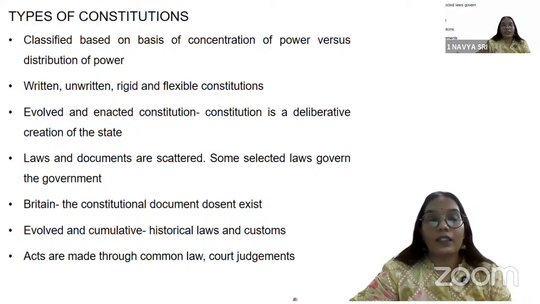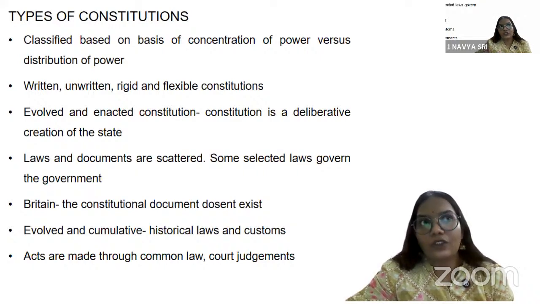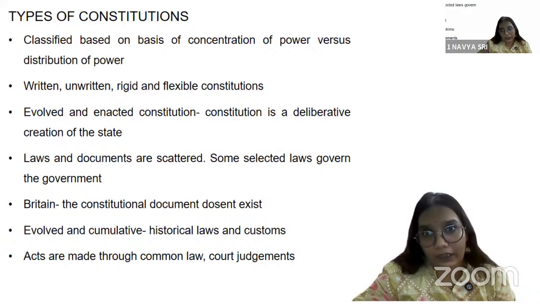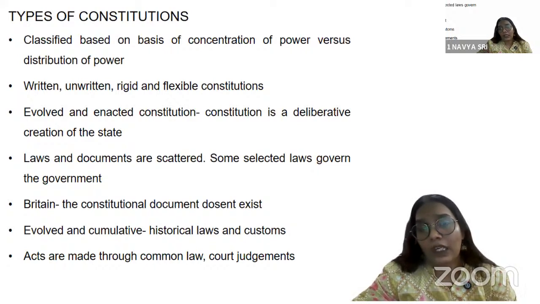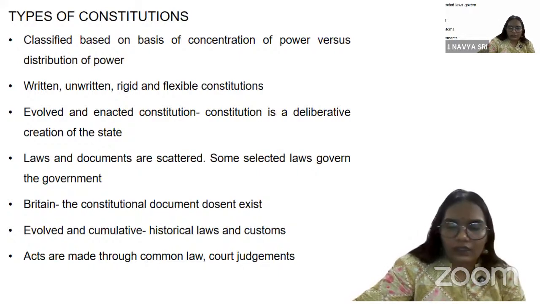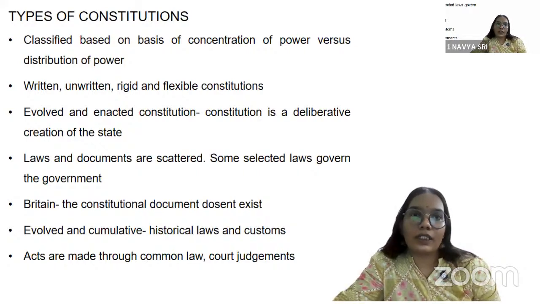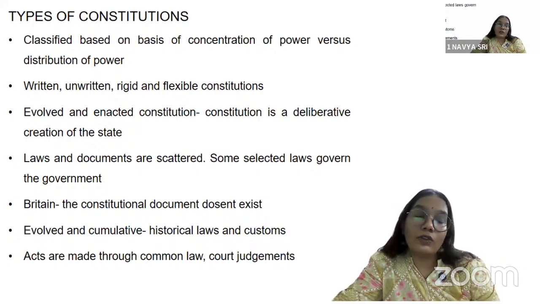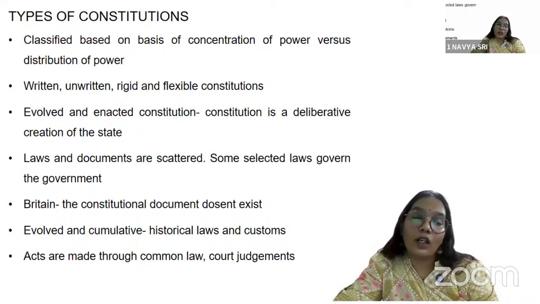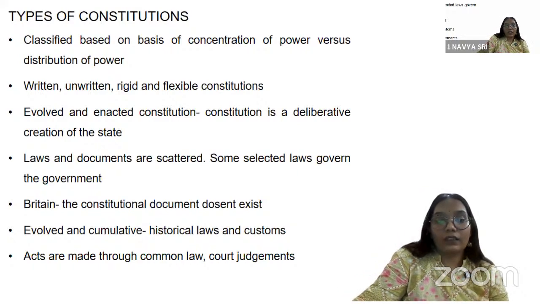Then, the evolved and cumulative constitution. It's partly evolved through amendments, basic decrees, judicial review, etc. And it's also cumulative. It also takes customs and people's opinions into the picture. Then acts are made through common law and court judgments. So here judicial review comes into the picture. And what is common law? The constitutional already existing decree. It also looks into whether the provisions made violate the fundamental rights of the citizens. All such things will be considered.